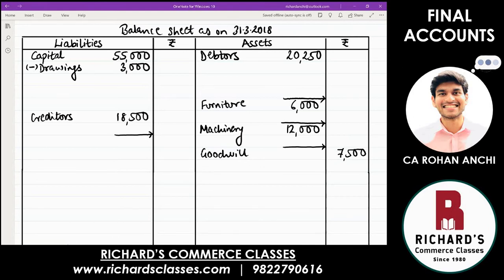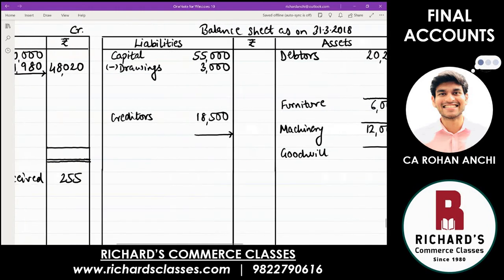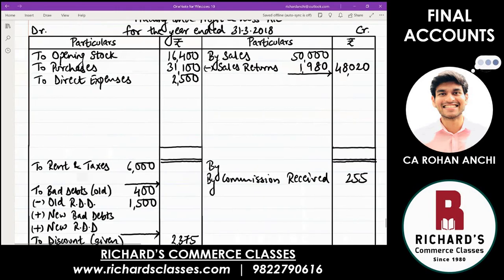Next is wages and salaries. The first word, wages, will tell you that it has to come to the trading account. Write down to wages and salaries. Amount is 7,000. Then next, you have salaries for 10 months.